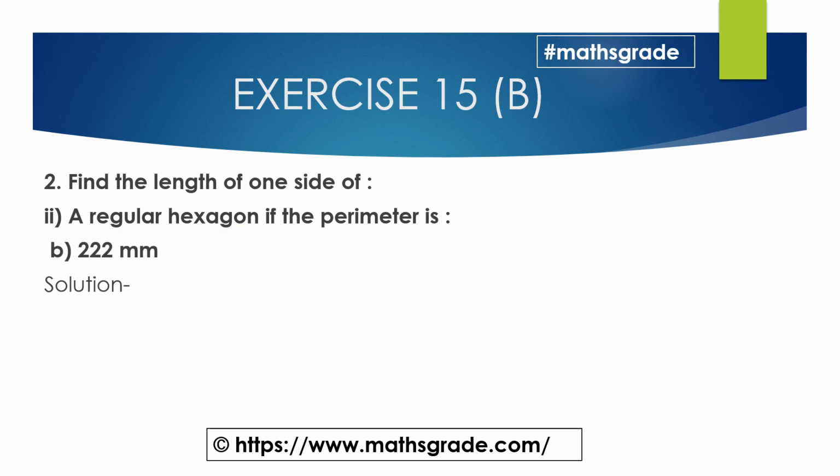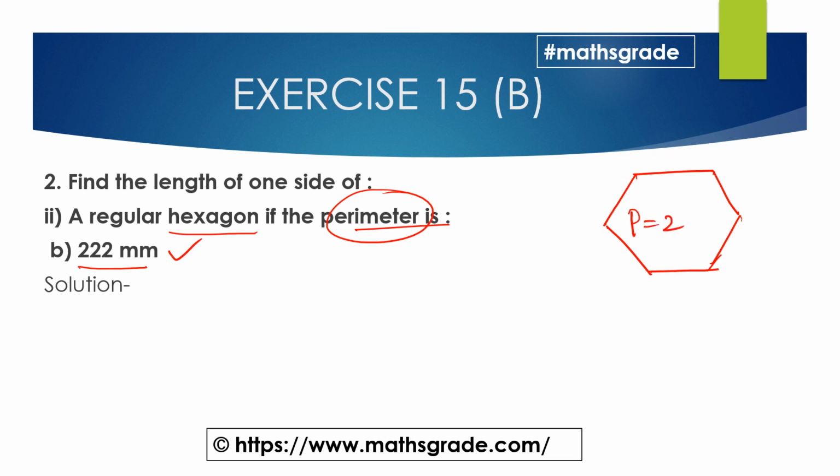Now we shall find the length of one side of the regular hexagon if the perimeter is 222 millimeter. This is a hexagon. In a hexagon all the 6 sides are equal, and it is given that the perimeter of the regular hexagon is 222 millimeter. Perimeter is the sum of all the 6 sides, that is 6 multiplied with length of one side. We have to find out the length of each side.